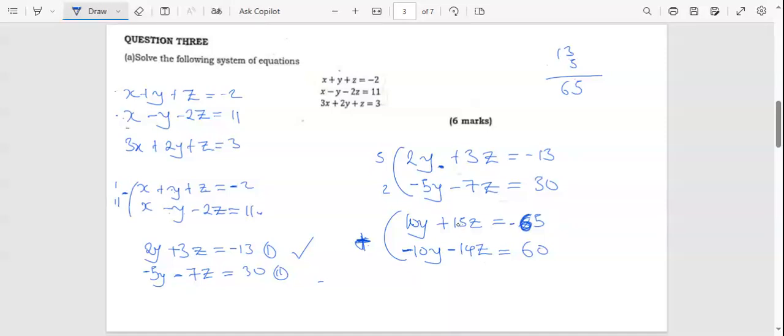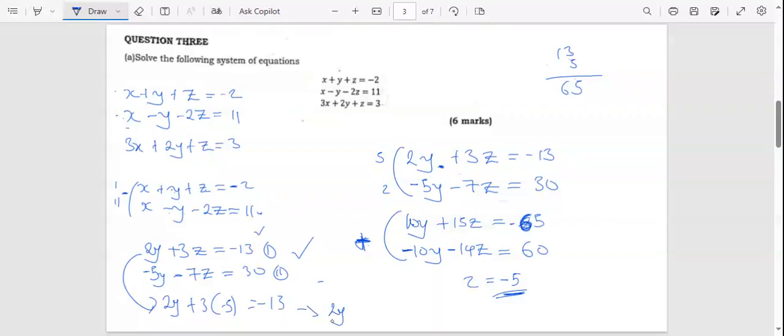So you come here again and add these two. That will be now z, because this is positive 15z minus 14z, that is just z. Then this is 65 plus negative 60, which is negative 5, like that. So you have found z. So you can go into one of these two equations. I'll use this one, which is smaller, to find y. So I'll say 2y plus 3 times negative 5 is equal to negative 13.